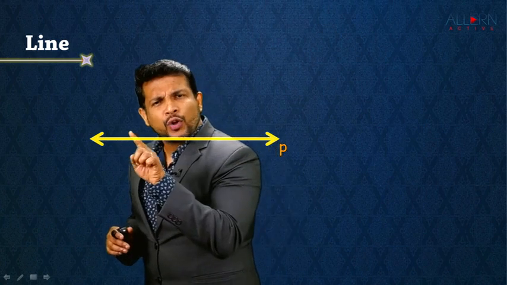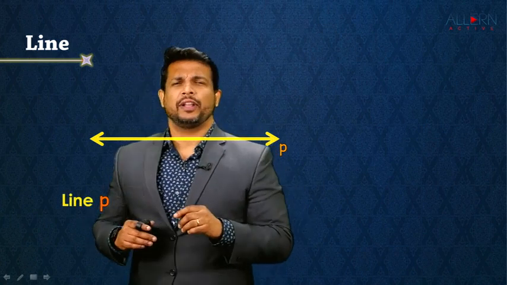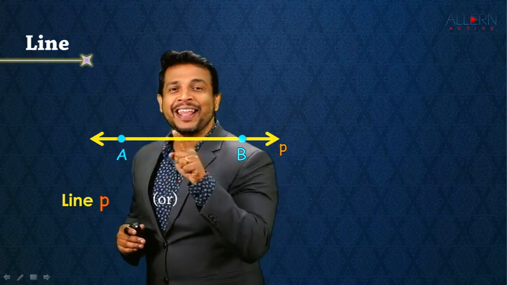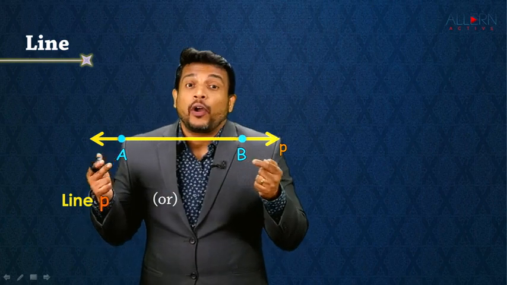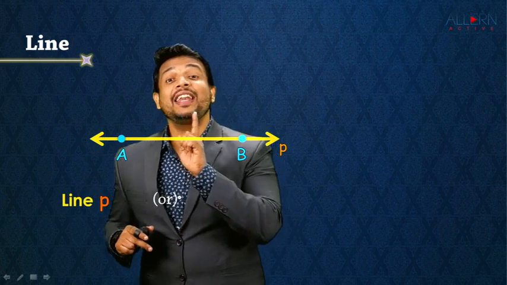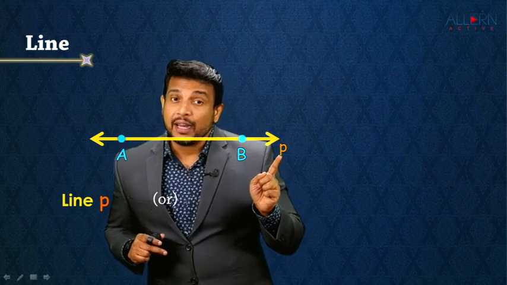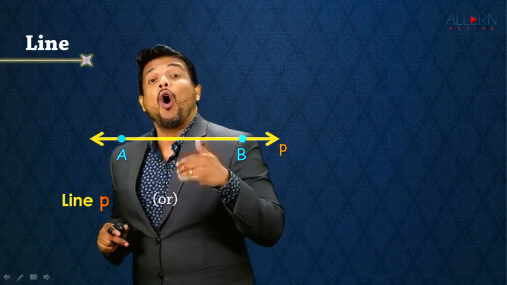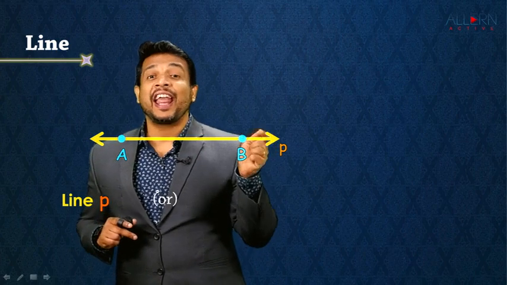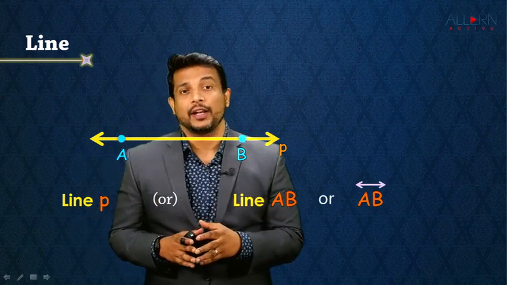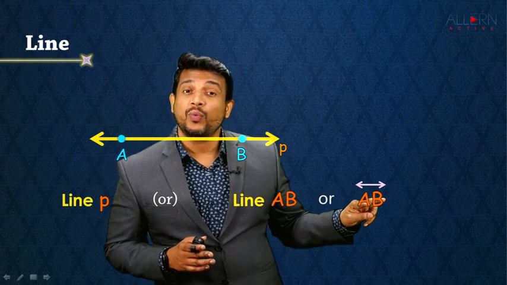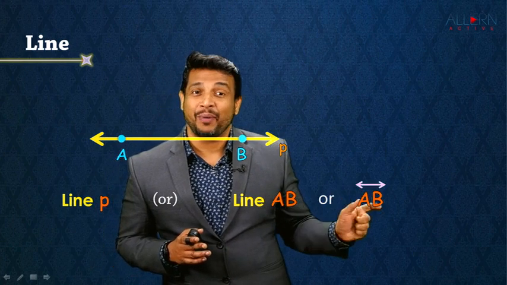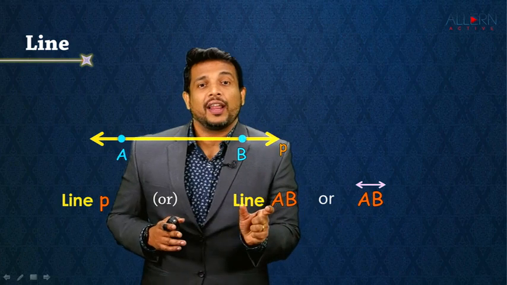But we know that a line is always made up of an infinite number of points. So we can take any 2 points on the line. Let's say we take a point A and a point B. Using these 2 points also we can name this line, and we can call this line AB. So when we put a small letter outside the line, it is called line p. Or we can take any 2 points on the line and name it as line AB. The same thing can be denoted this way. Instead of writing this word, we can just represent it with this symbol above. So this is nothing but line AB, or we write line AB as this.